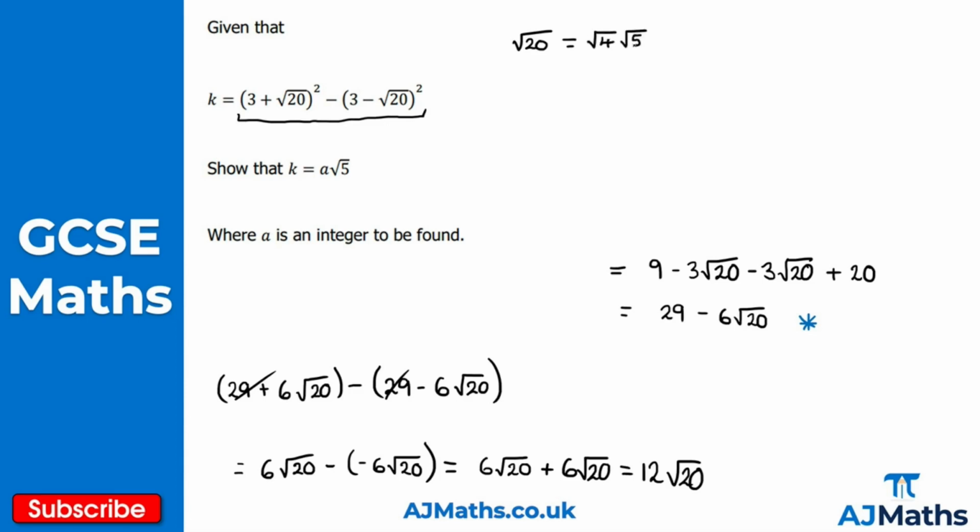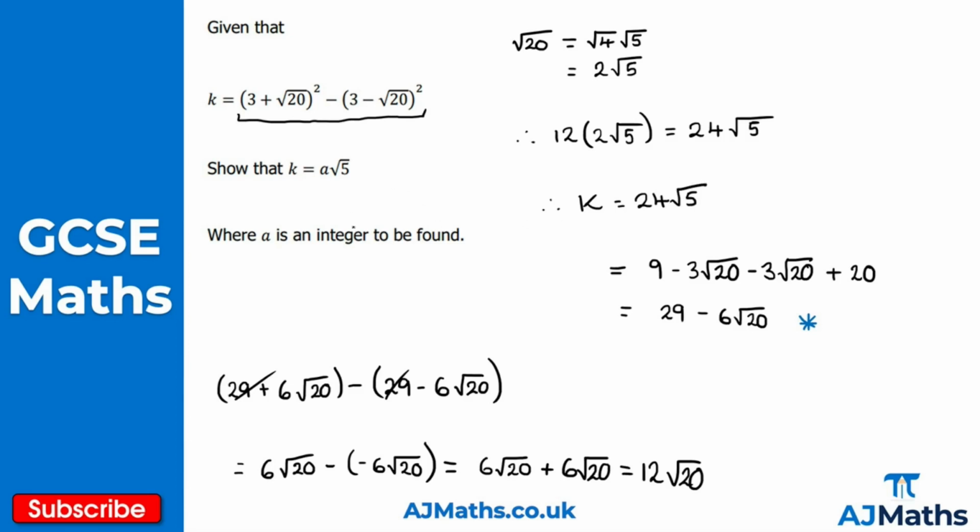times root 5. We know root 4 is equal to 2, so root 20 is the same as 2 root 5. So in that case, if I've got 12 lots of root 20, but we can write root 20 as 2 root 5, then what I've got here is 12 lots of 2 root 5. I expand this now, so multiply 12 by 2, and I simply get 24 root 5 there.